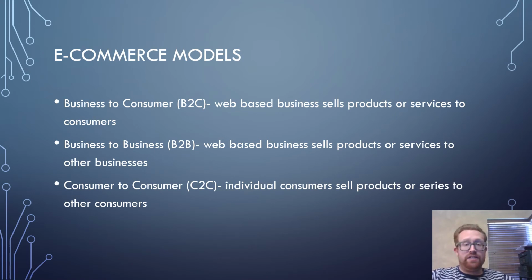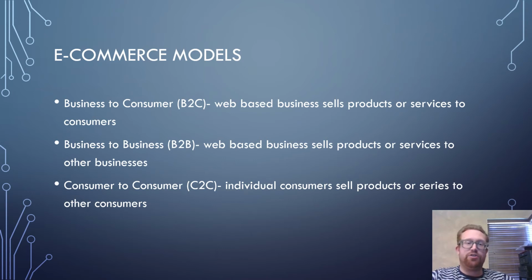The next one is business to business. This one's probably the one you're most unfamiliar with. In business to business, a web-based business, or it could be a regular business, sells products or services to other businesses. So it could be another business that is buying stuff. I like to think of Amazon selling stuff to a hospital or a police station. They're going to have larger amounts and larger quantities.